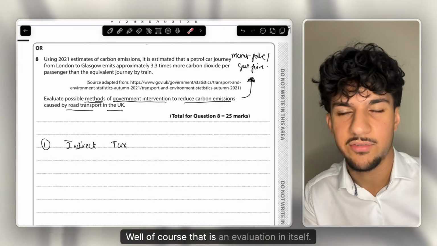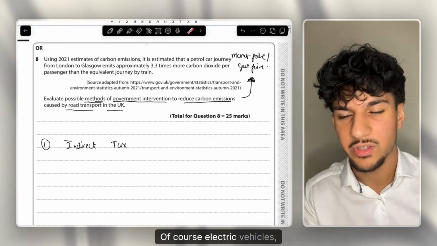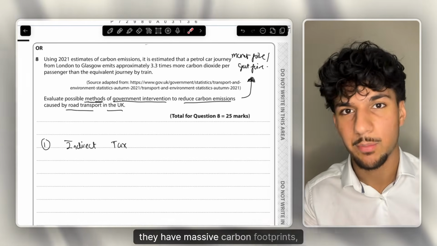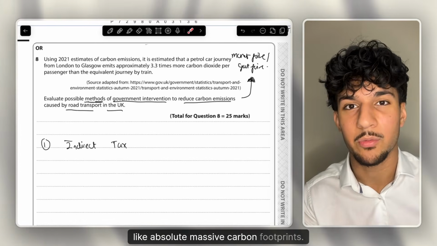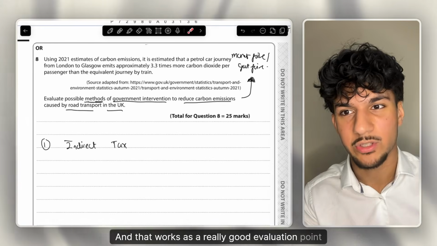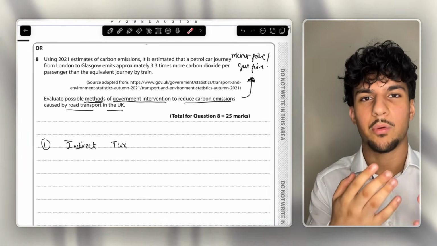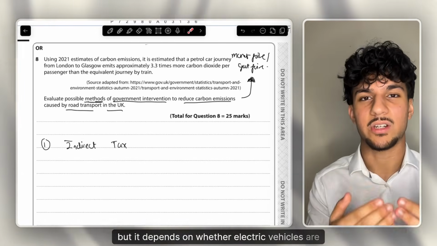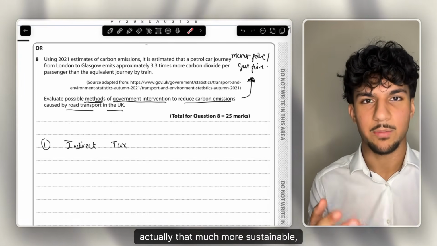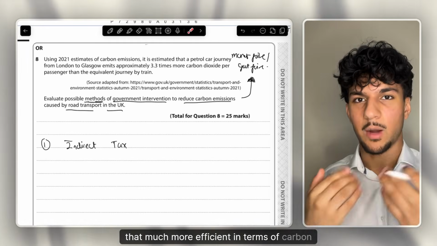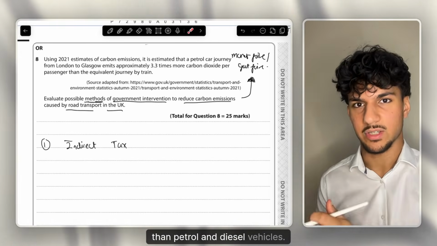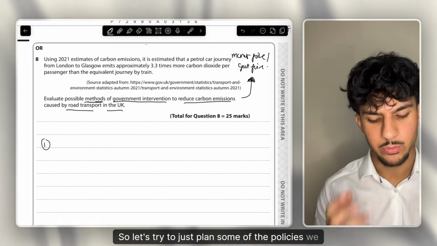But of course that is an evaluation in itself. Of course, electric vehicles, the batteries, they have massive carbon footprints, absolutely massive carbon footprints, and that works as a really good evaluation point, saying that we're trying to incentivize the production of electric vehicles, but it depends on whether electric vehicles are actually that much more sustainable, that much more efficient in terms of carbon emissions than petrol and diesel vehicles. So let's try to just plan some of the policies we would use.